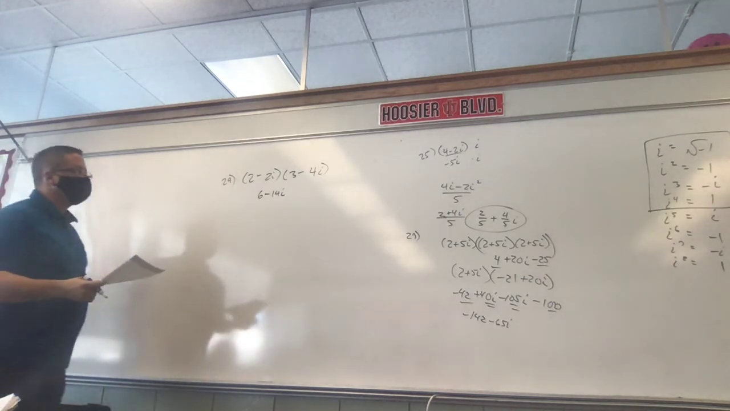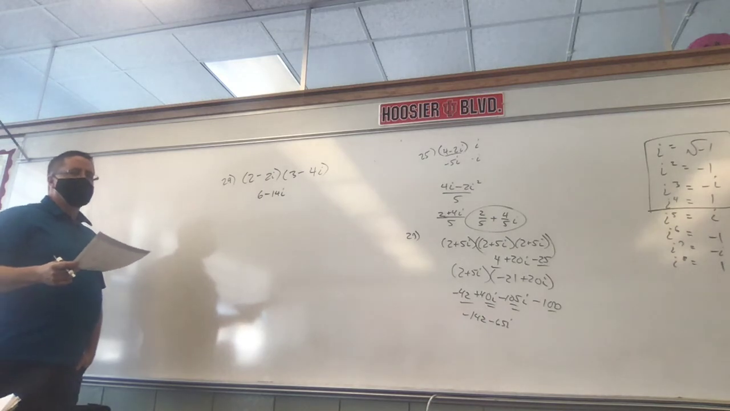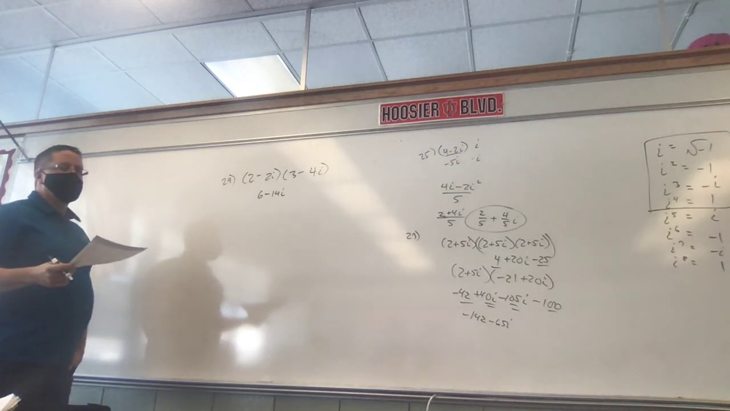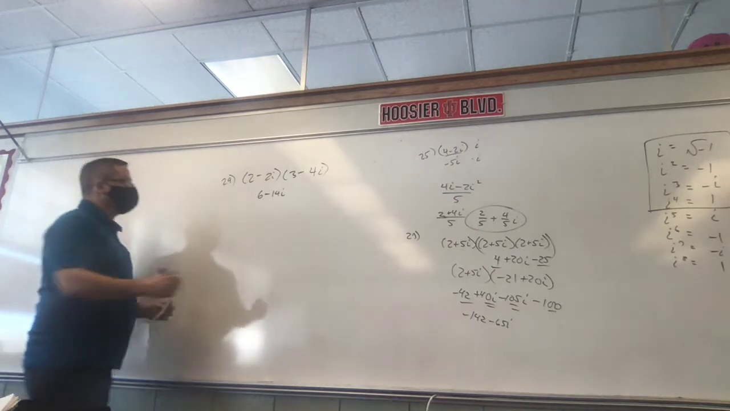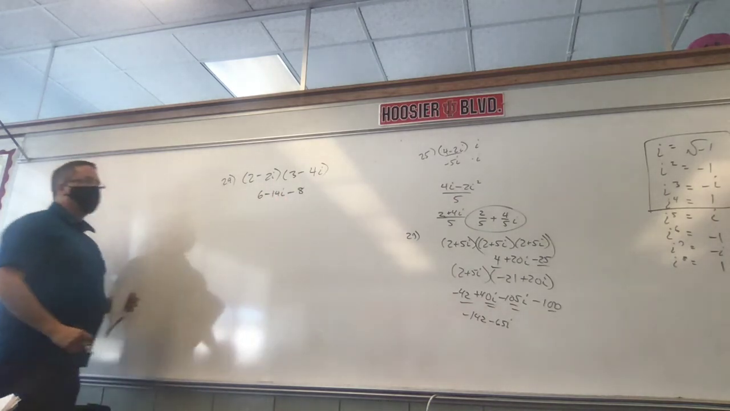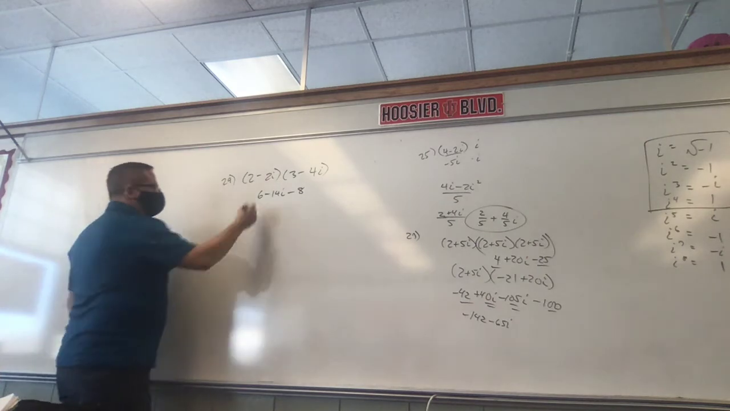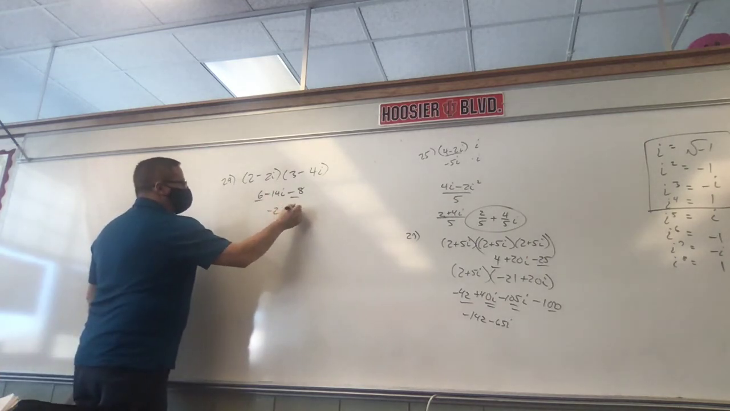Times, don't add. Quit timesing. It's 8i squared. Okay, so positive 8i squared, which is negative 8. So the real parts are negative 2, and that's 14i.